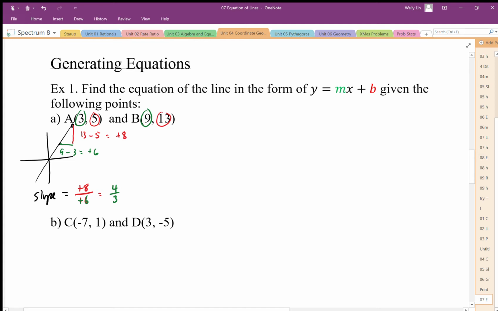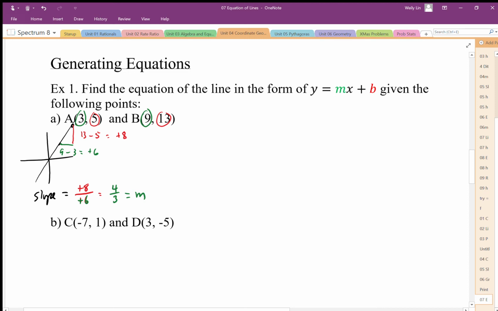So I've already got the m part of this equation. I can use the slope formula to work out the slope, the change in the y over the change in the x, and make sure you get that in the right order. The y's are on top. It's a little bit confusing sometimes because the x's come first, but the y's are on top. So we've got our slope, and I just have to figure out the y-intercept now.